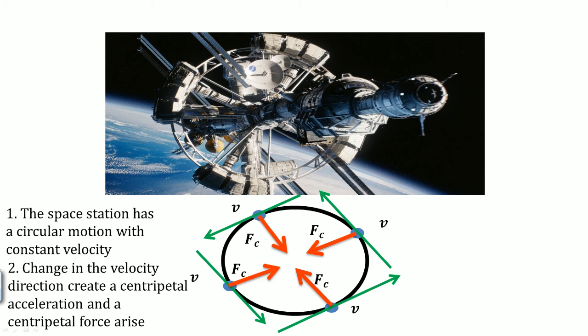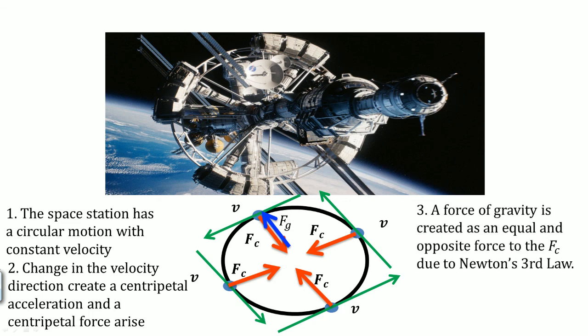The change in the velocity direction creates a centripetal acceleration, and as a result, a centripetal force arises, which always points towards the center. But we know due to Newton's third law that there is going to be an equal and opposite force, which is going to be force gravity, which is going to balance it. So the force of gravity is created as a result, due to Newton's third law, an equal and opposite force to the centripetal force, Fc, or I can call it Fr. That is how you produce artificial gravity from the spinning of the object and having the centripetal force be balanced out due to Newton's third law.